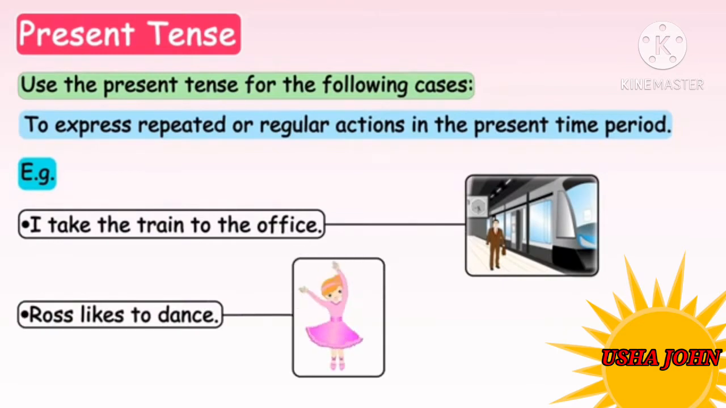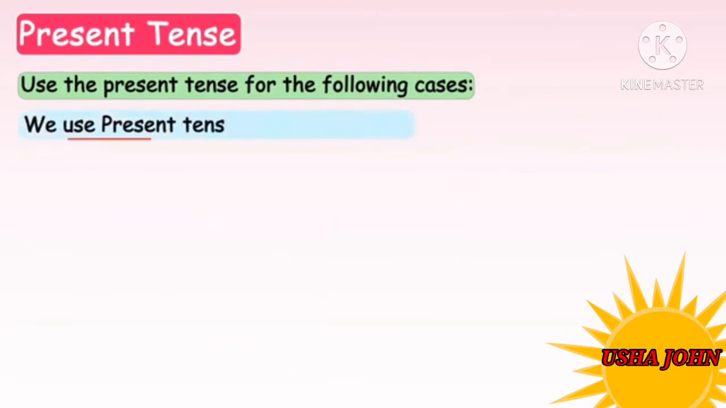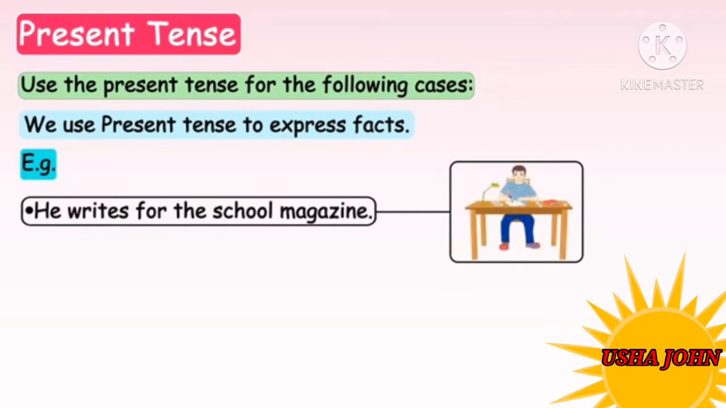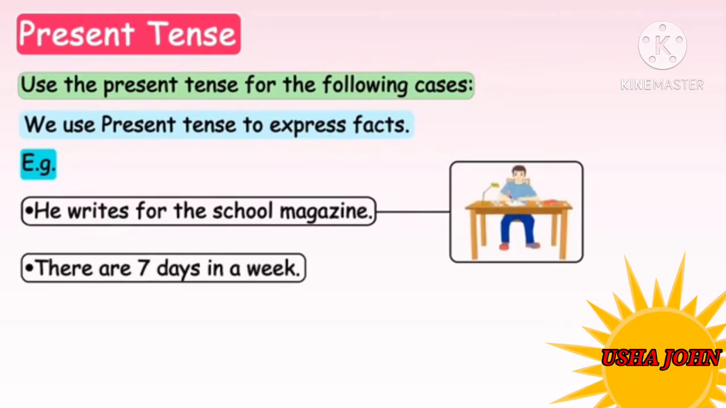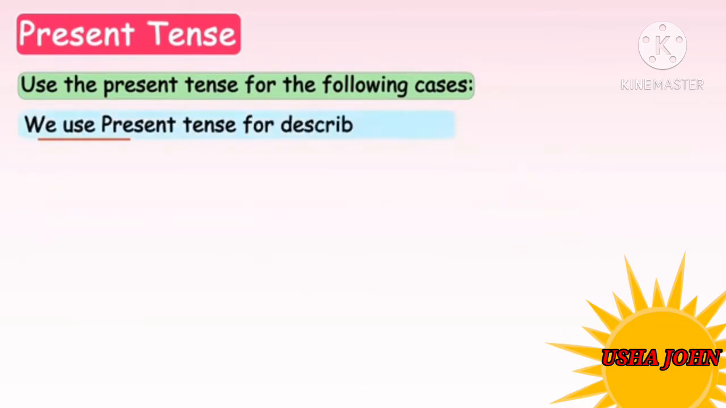Rose likes to dance. We use present tense to express facts. He writes for the school magazine. There are 7 days in a week. Like the facts, we are using present tense.